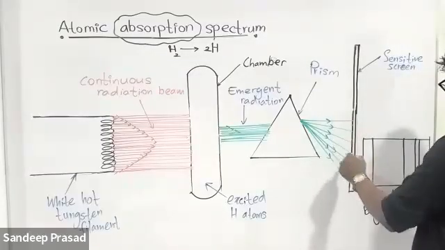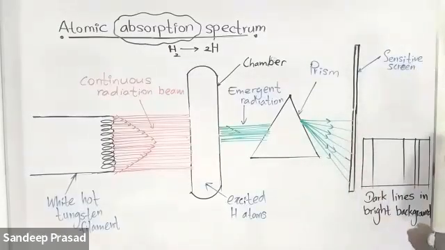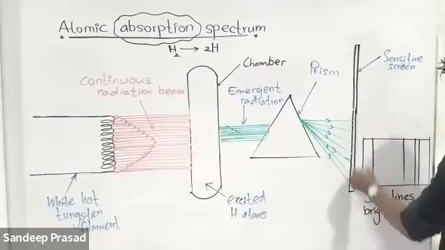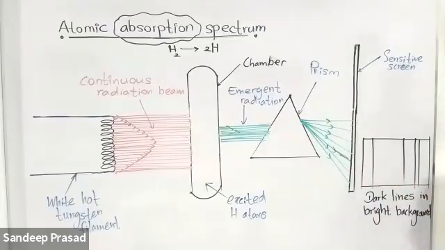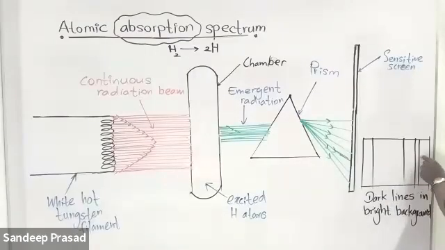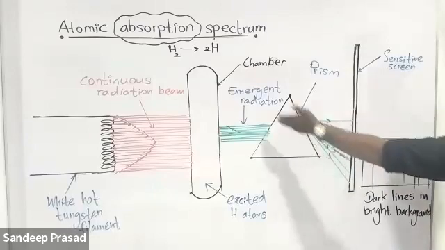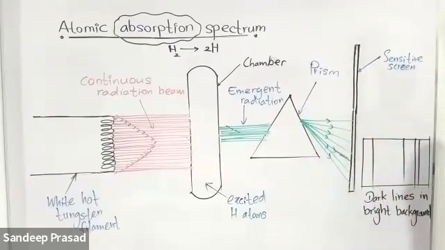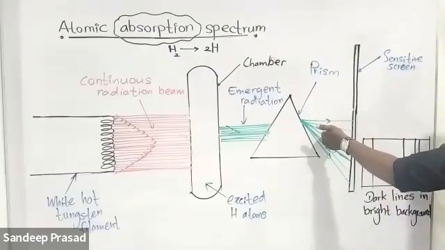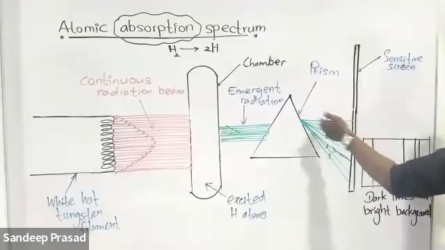Don't think that these are missing radiations. I have drawn here 4 lines, but these are emergent radiations, and there can be many radiations. These 4 lines are representing missing radiations. Therefore, these green color lines are not missing radiations, right? So there should be many radiations emitting through the prism.